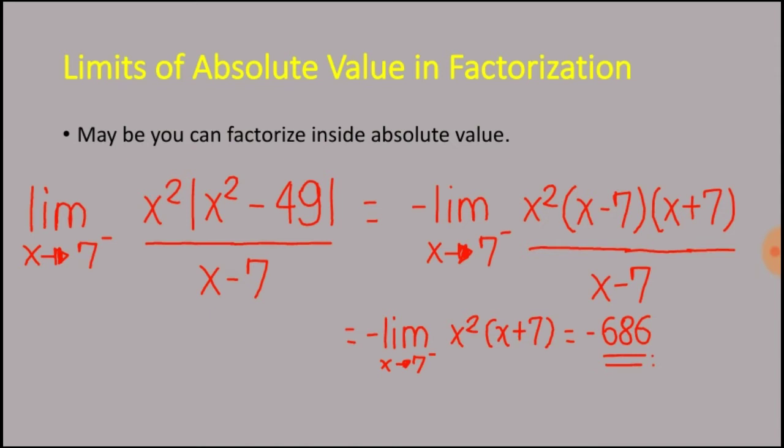Limit x tends to 7 up to negative, x squared absolute value, x squared minus 49 over x minus 7. Minus limit x tends to 7 negative, x squared times x minus 7 times x plus 7 over x minus 7. Minus limit x approaches to 7 negative, x squared times x plus 7, which is equal to minus 686.